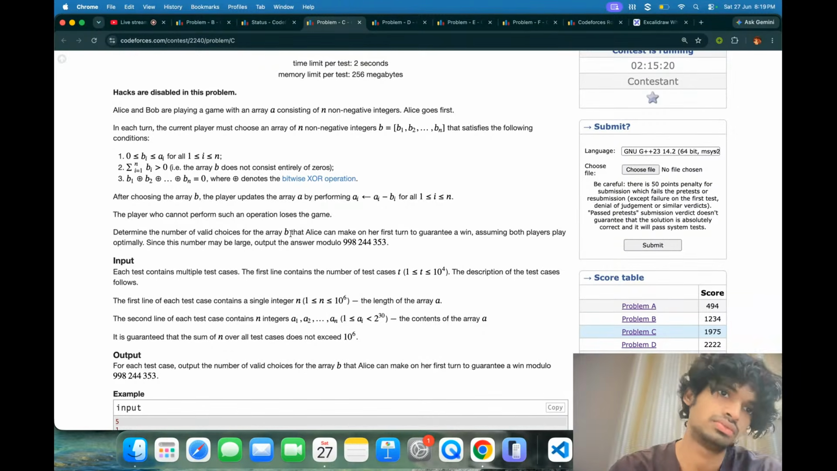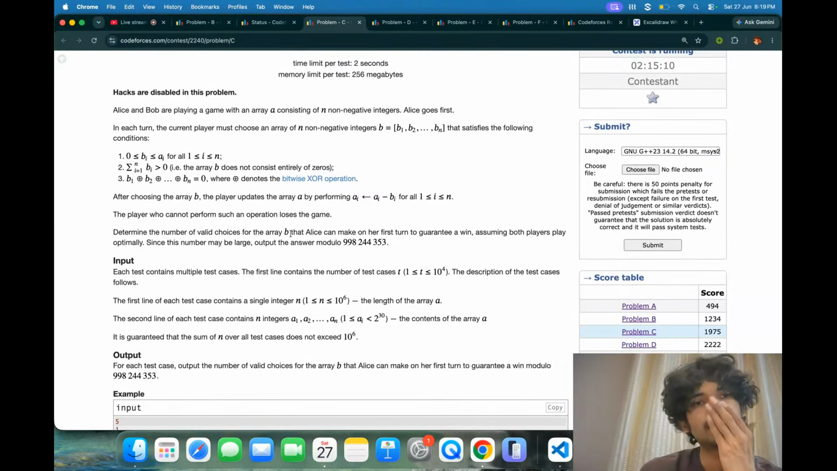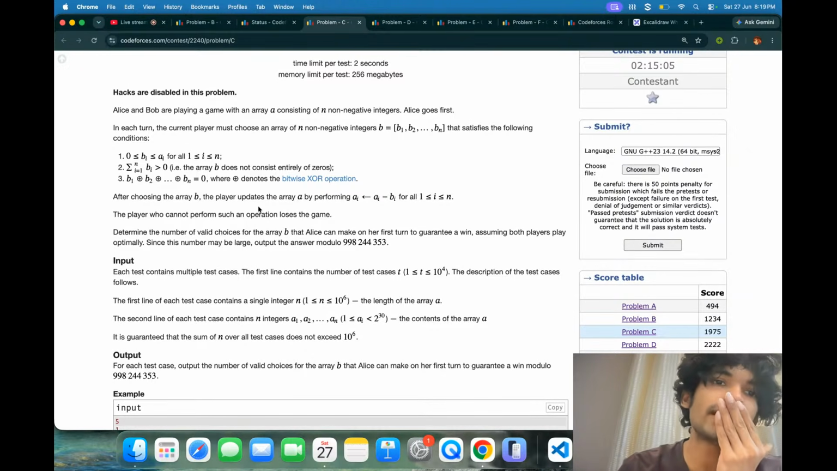XOR should be 0. See, let's look at it like this.